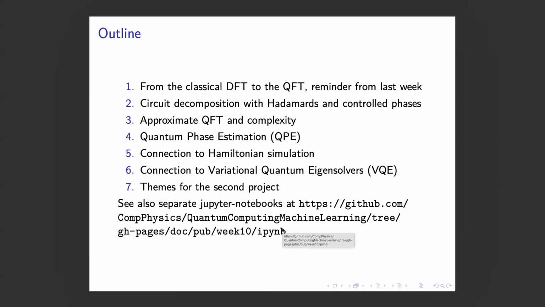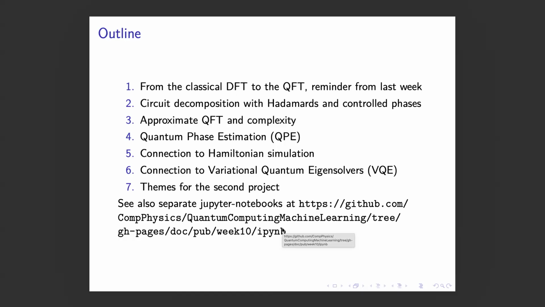So today we are going to discuss further the algorithm and the implementation of the quantum Fourier transform and how this actually links to potential topics for the second project, and also the quantum phase estimation algorithm, which has been a central algorithm, for instance, for calculating the energies of a Hamiltonian, or as a basic building block in Shor's algorithm. And we will come back to possible themes for the second project at the end of the slides here.